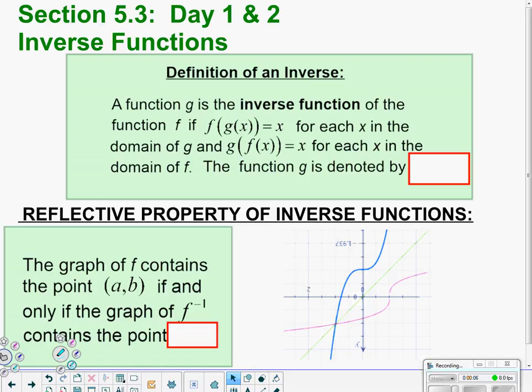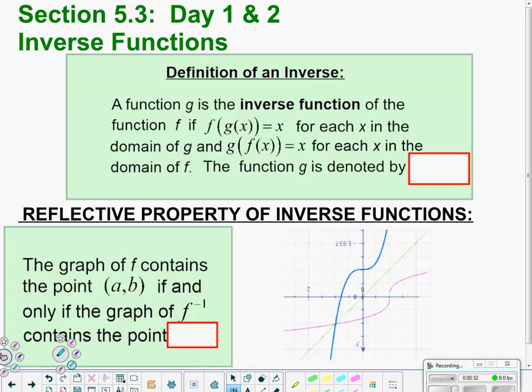Okay, moving on to the next section, which is section 5.3 for us. And we're going to combine day 1 and day 2 into one day here. So inverse functions. What we're going to eventually be doing is looking at the derivative of the inverse function. And before we do that, I'd like to just do a quick review of inverse functions, things that you learned in pre-calc and advanced algebra.